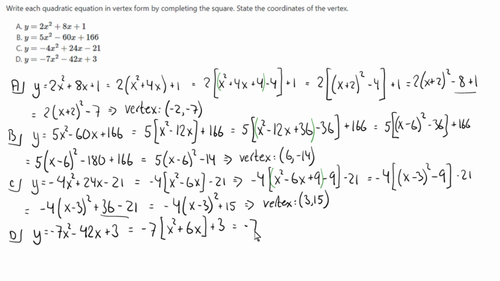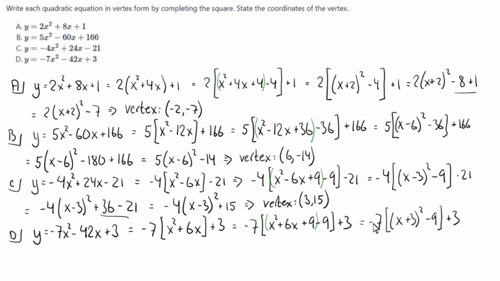We complete the square. So we have x squared plus 6x plus 9 minus 9. We now have our perfect square trinomial, so we can go ahead and factor it. That's going to give us x plus 3 squared.